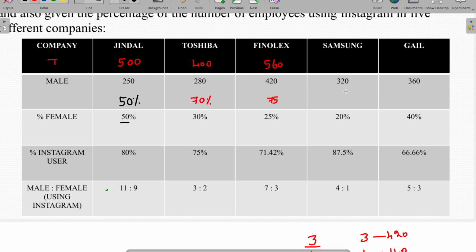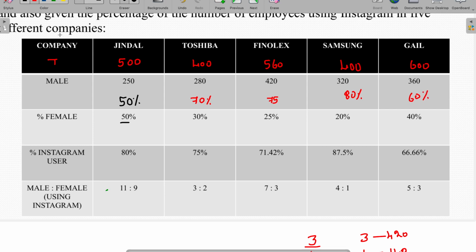Even for 20 percent females, males are 80 percent, which is 4 by 5. 4 parts is equal to 320, 1 part is equal to 80, 80 into 5 is 400, the total will be 400. For 40 percent females, 60 percent is equal to 360, so 100 percent is equal to 600. Males will be 60 percent.